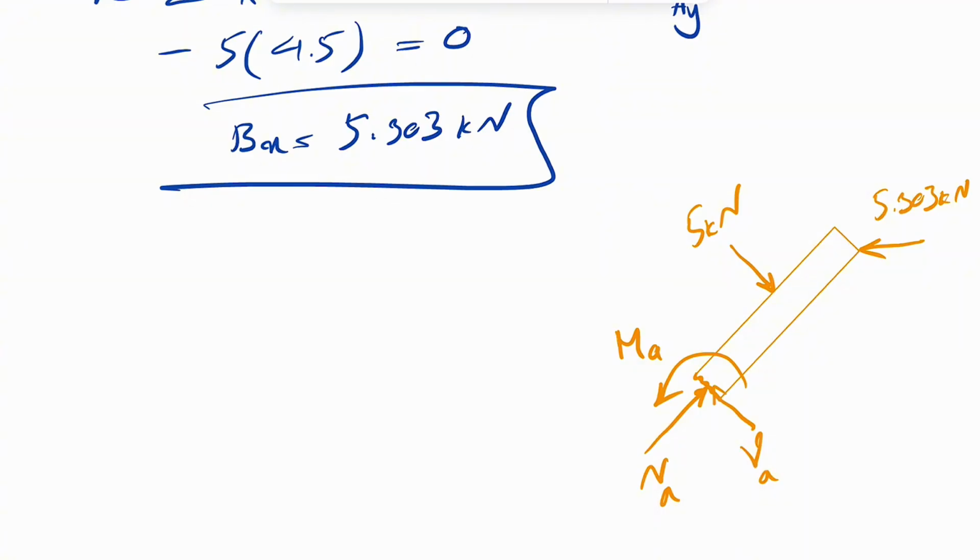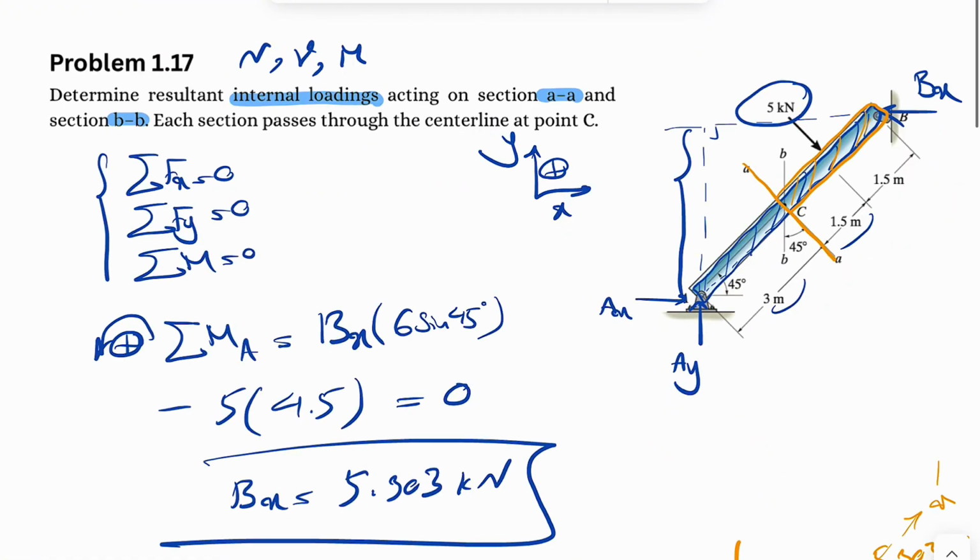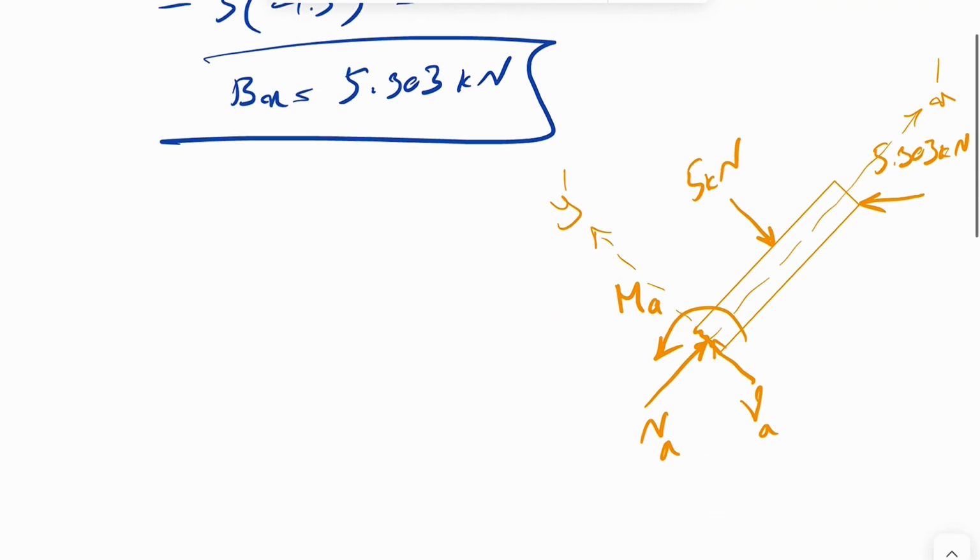Again, our equilibrium equations are working here. What we can do is change our x and y axes. Let's consider this as our x, maybe x prime here, just to differentiate it from the previous one, and this is going to be our y prime. We know that the angle between B and the beam is also 45 degrees, because this angle is 45 degrees.